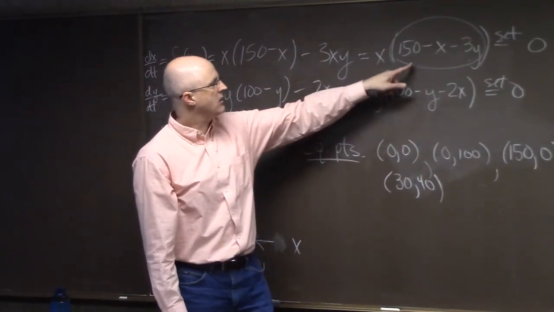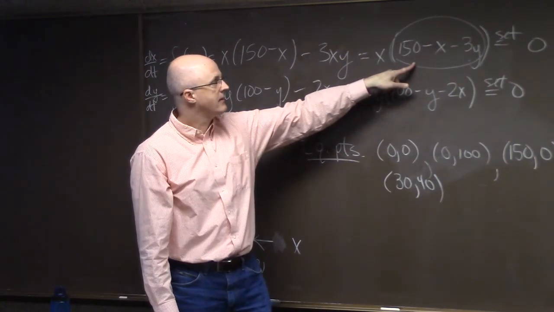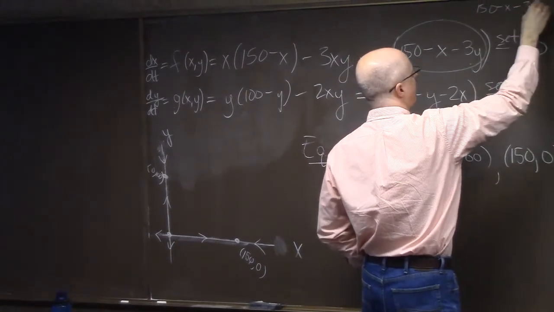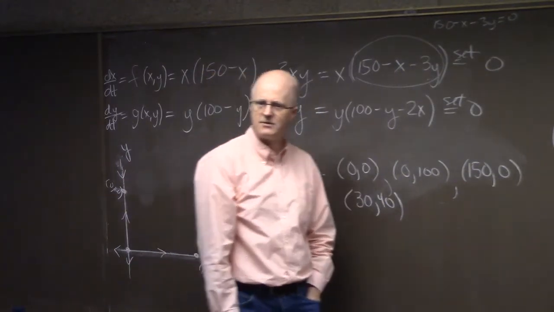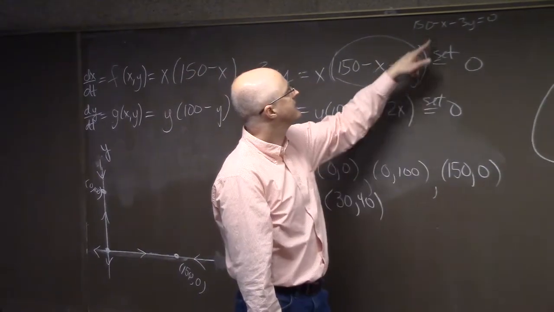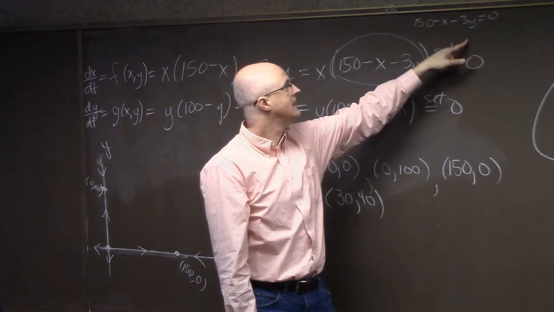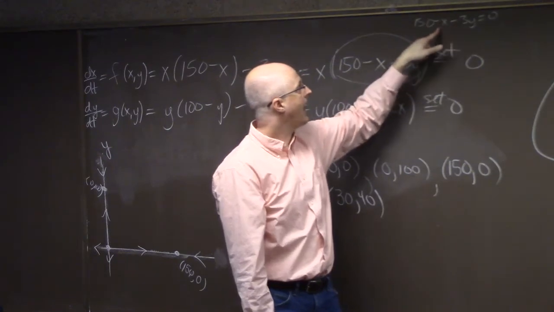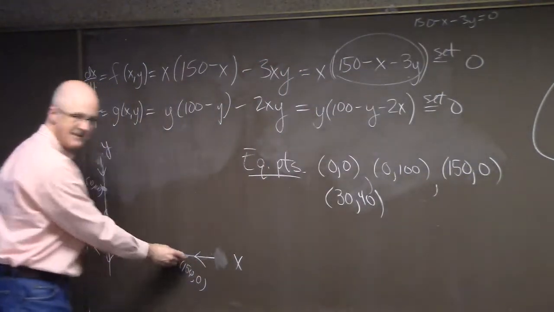Thinking about the x nullcline again, set that equal to 0. The graph of this equaling 0, 150 minus x minus 3y, is going to be a straight line. You actually don't have to solve for y to draw it. You can think about what its x and y intercept are just by looking at this equation. Its x-intercept, where y is 0, is going to be at 150. If you plug in y equals 0 here, x is 150, which makes sense.